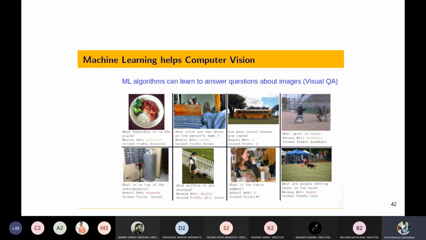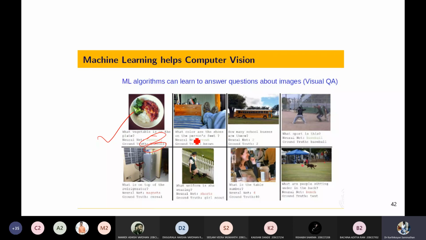By seeing images, an ML algorithm can also learn to answer your questions about images. If you load the image and ask what it is, it will tell you. For example, what vegetable is there in this plate? My neural network says it's broccoli. The ground truth is also broccoli, so it matches. It gives you 100% accuracy.